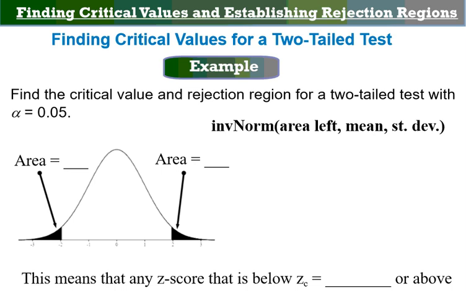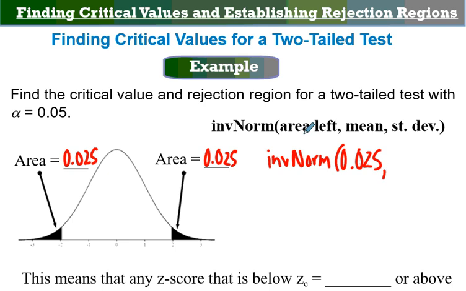What if we got a two-tailed test? So let's say we want to find the critical value and rejection region for a two-tailed test if our level is set to be 5%. Well, if it's 5% and it's a two-tailed test, these areas are split evenly, so it's 2.5% on each one. So I'm just going to find one of them, and I know by symmetry the other is just the opposite sign. So I would do inverse norm. Let's do the left tail. Area to the left would be 0.025.